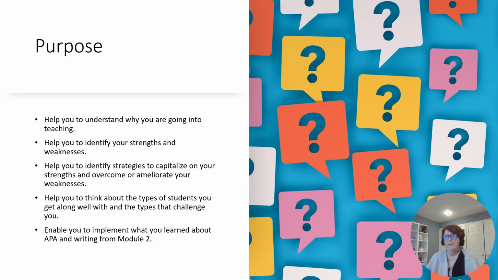First of all, why do you have to do this assignment? Well, it has a number of purposes. First, it will help you understand why you're going into teaching by thinking about your journey into teaching and writing about it. It will help you identify your strengths and weaknesses as a teacher in the classroom. It will help you identify strategies to capitalize on your strengths and overcome or ameliorate your weaknesses. It will help you think about the types of students you get along well with and the types that challenge you. And finally, it will enable you to implement what you've learned about APA and writing from Module 2.